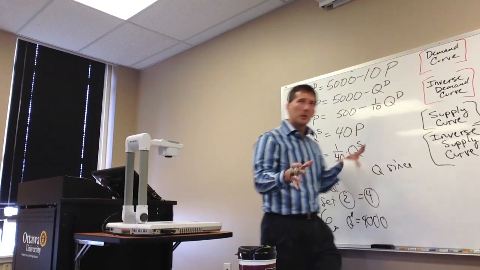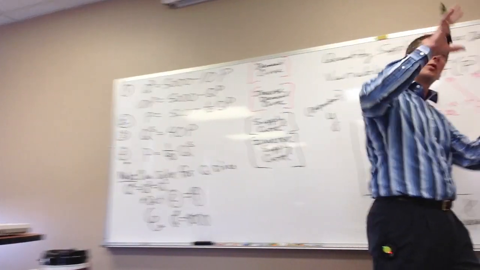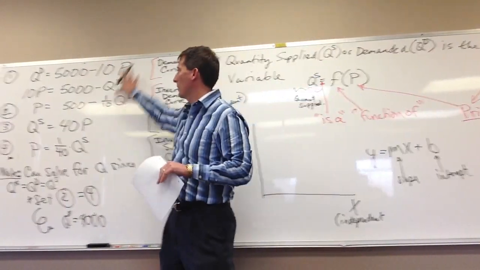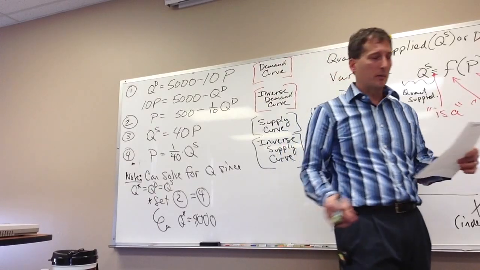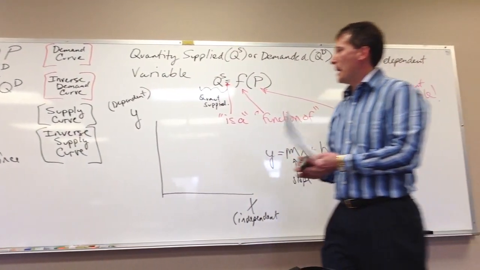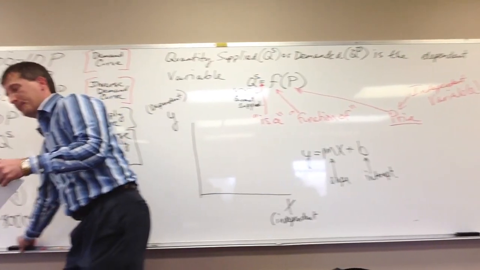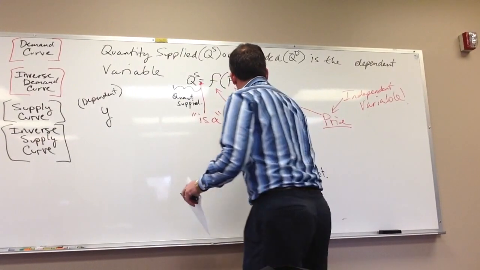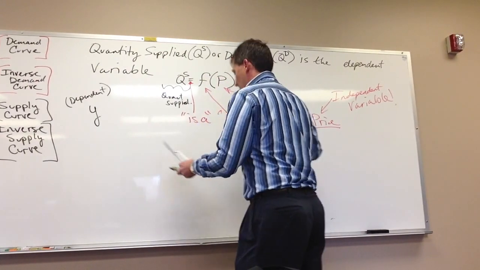So you can go back and forward using the inverse demand curve or the demand curve to get to the same spot when we try to solve for equilibrium. Okay, part B. Part B.